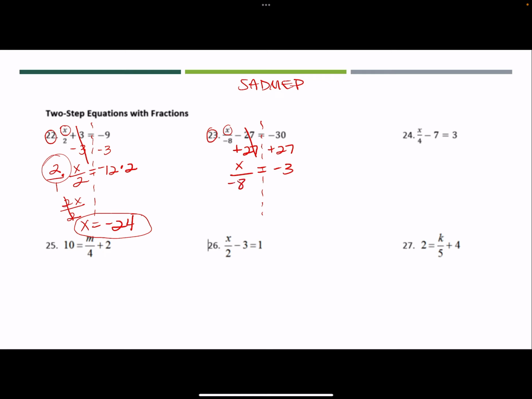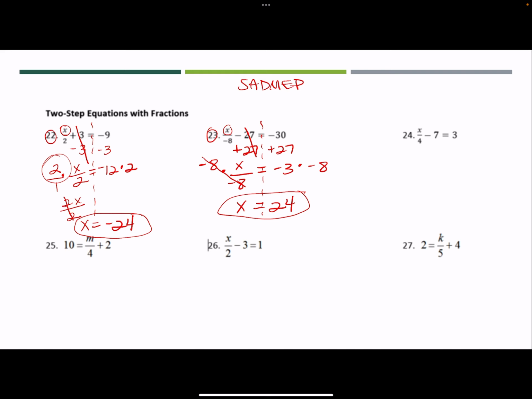Now I need to get rid of, remember in a fraction, that means like x divided by negative 8. I need to get rid of that dividing by negative 8. So to get rid of dividing by negative 8, I got to multiply by negative 8. So I got to multiply this side by negative 8. So negative 8 divided by negative 8 cancel out. They give me 1. So I just have x equals, and a negative times a negative is a positive. 3 times 8, x equals 24.